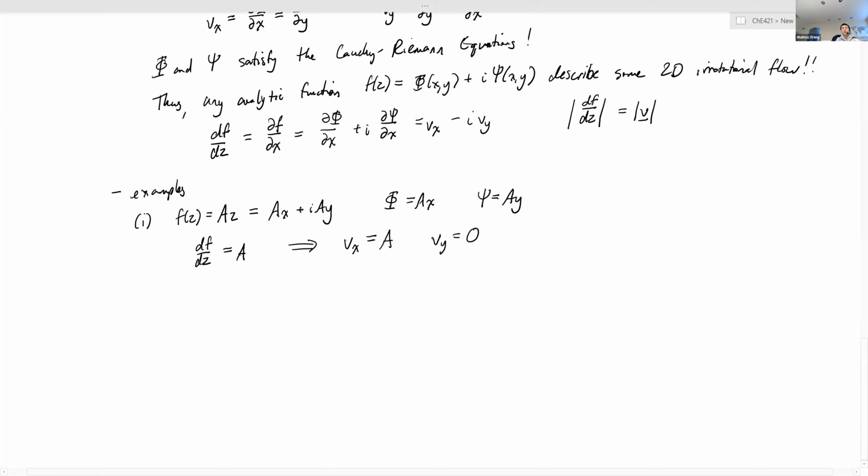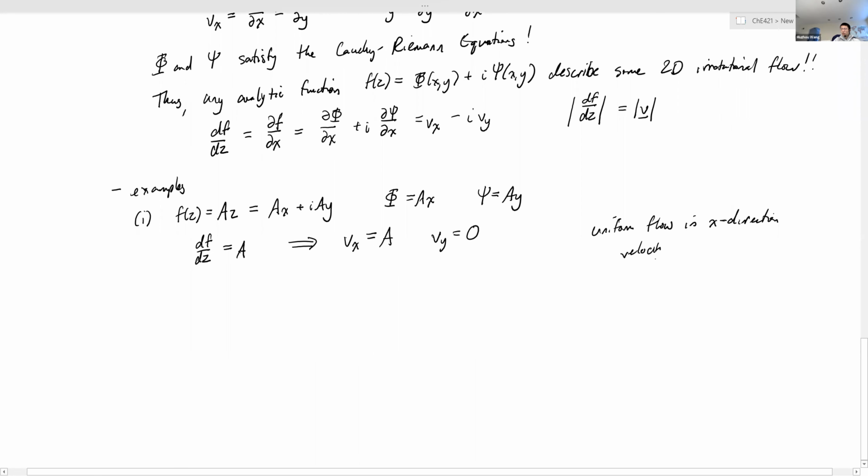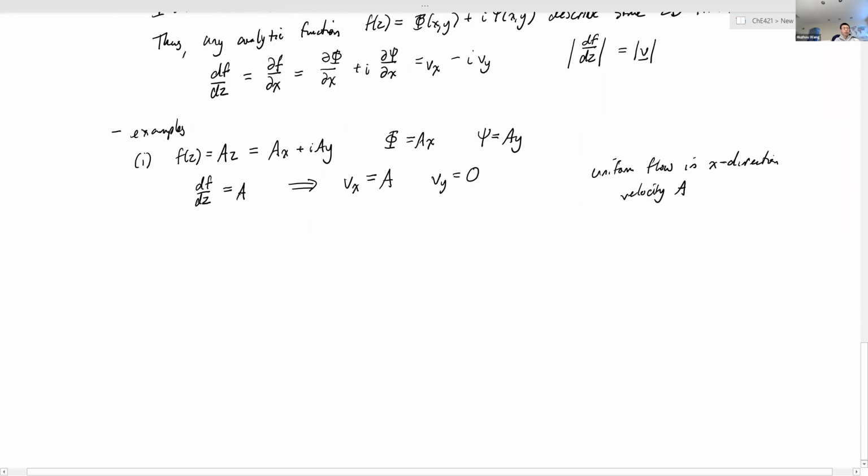So this particular velocity field is just vx equals some uniform number, right? What we have here is a uniform flow in the x direction, with a velocity of a. You could also calculate the speed of this flow, for instance, the magnitude of our complex function here is just the speed of our flow, and that's obviously just going to be a, right?